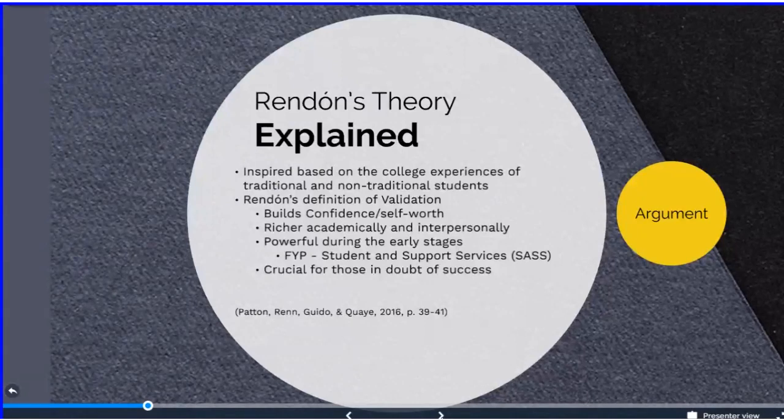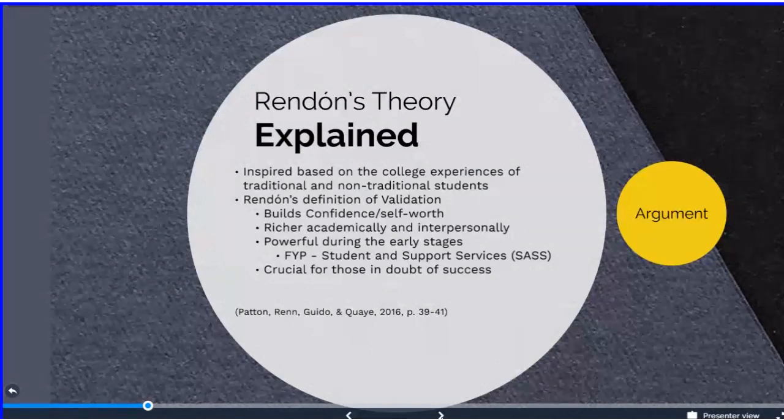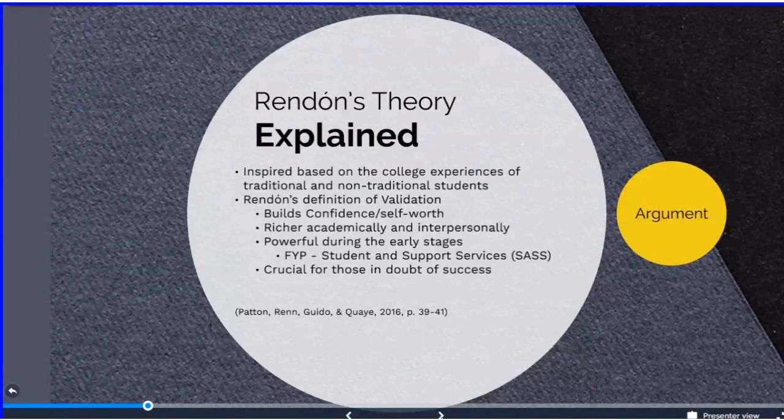And so, Rendon's definition of validation, this is on page 39 of the Student Development in College book. What it states is, validation is an enabling, confirming, and supportive process initiated by in and out of class agents that foster academic and interpersonal development. What that means too is, because students in this case are being validated, this actually helps with building confidence and self worth within a student. Because their confidence and self worth are being built, their academic and interpersonal development becomes richer as they get more confident.